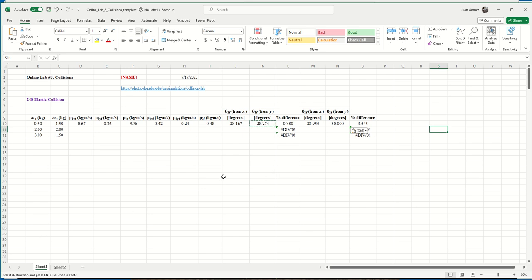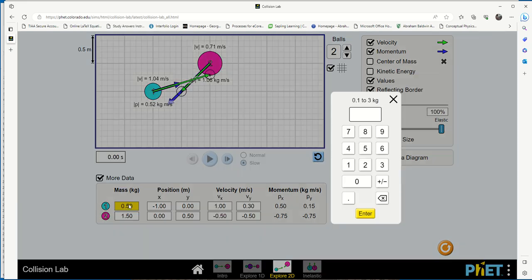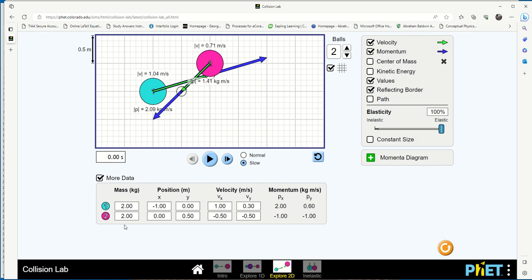Now what you're going to do is set the masses M1 and M2 each equal to 2. So go back to the simulation, hit restart, click here, and this chart comes up. Set 2.0, click here, 2.0. Okay, the masses are set.